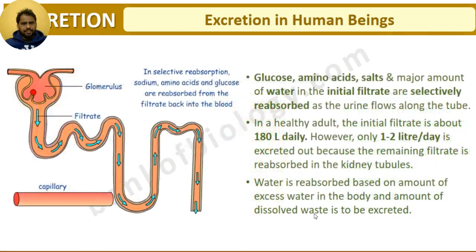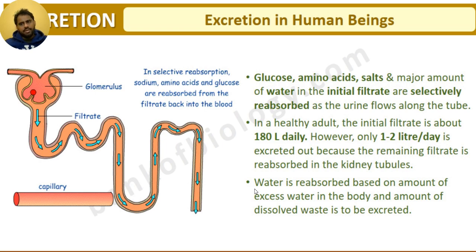Okay. Now let's move ahead. Glomerulus, filtrate, capillary. In selective reabsorption, sodium, amino acids and glucose are reabsorbed from the filtrate back into the blood. Glucose, amino acids, salts, and a major amount of water in the initial filtrate are selectively reabsorbed as the urine flows along the tube.